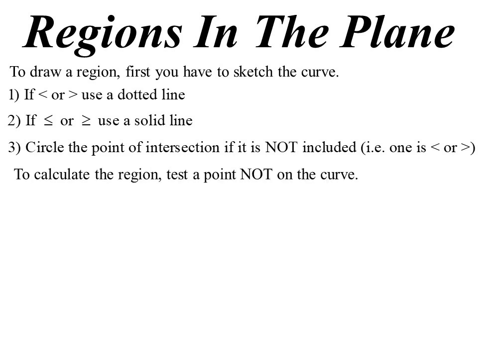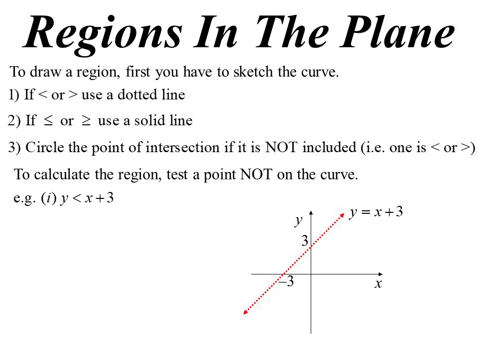Then we calculate the region. Same as with the number line, we would test in between the points to see whether it's included. Well, we do the same here, but with the region. So we test a point that's not on the boundary. Let's do a very simple one to start off with. I guess these were probably the first ones we looked at, just a linear one.